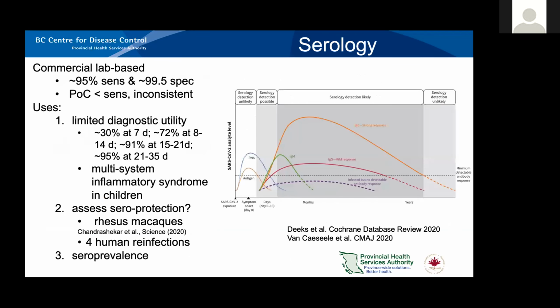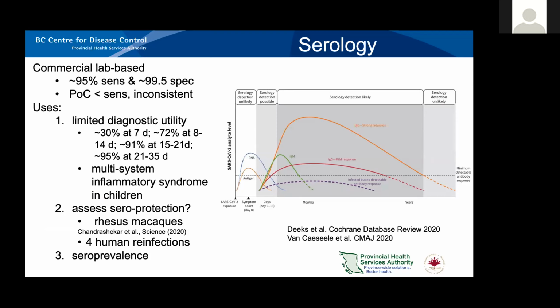Next slide. So in terms of serology, there was this hope that serology would give everybody an immune passport. And in summary, basically, commercial lab-based tests are probably about 95% sensitive, probably 99.5% specific. There are some point-of-care tests that seem to be a little less sensitive, but they tend to have inconsistent quality, so people haven't been using them except in some jurisdictions.